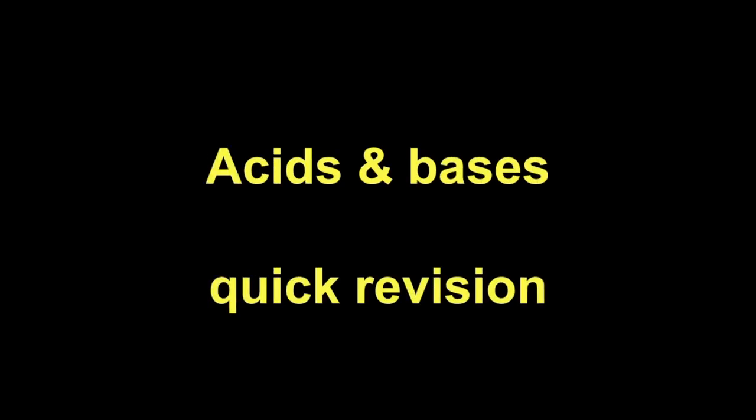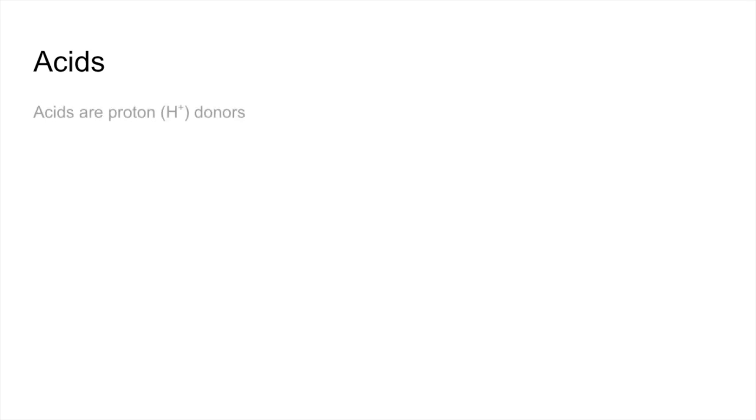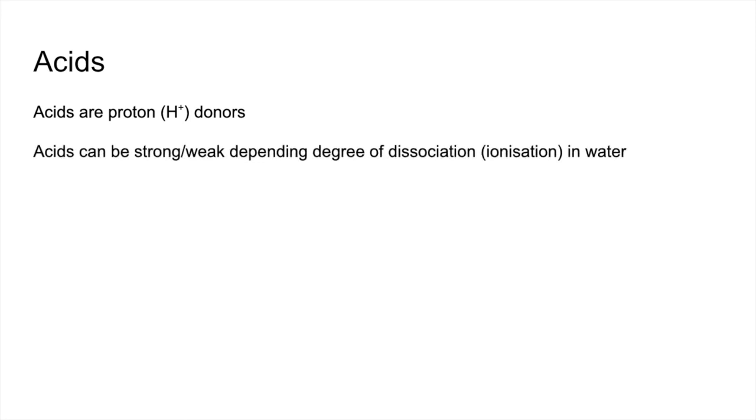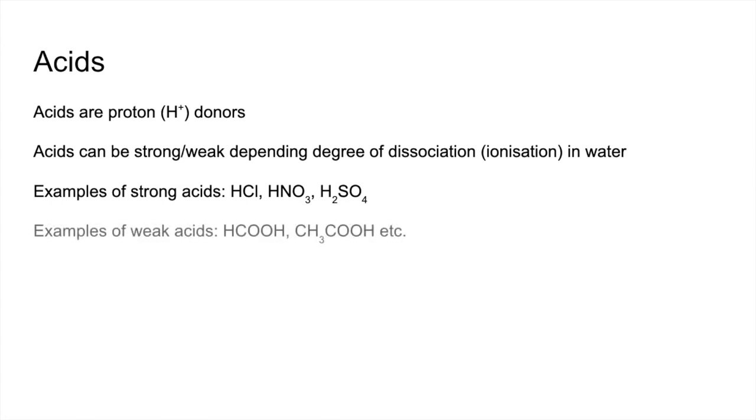Quick revision video on acids and bases. We'll start with acids. Acids are defined as proton or H+ donors. Acids can be strong or weak depending on the degree of dissociation or ionization in water. Some examples of strong acids are hydrochloric acid, nitric acid and sulfuric acid. And examples of weak acids are carboxylic acids, so we've got methanoic acid there, and ethanoic acid.